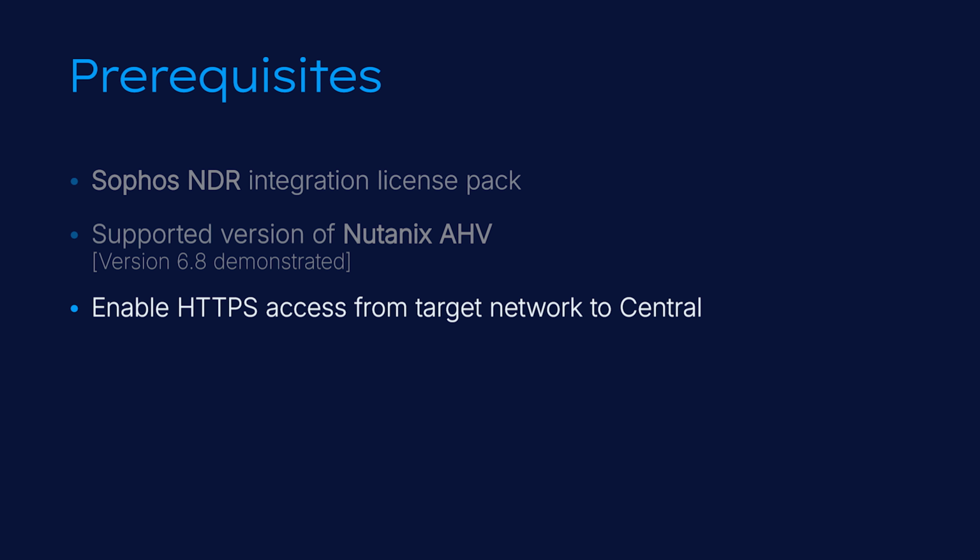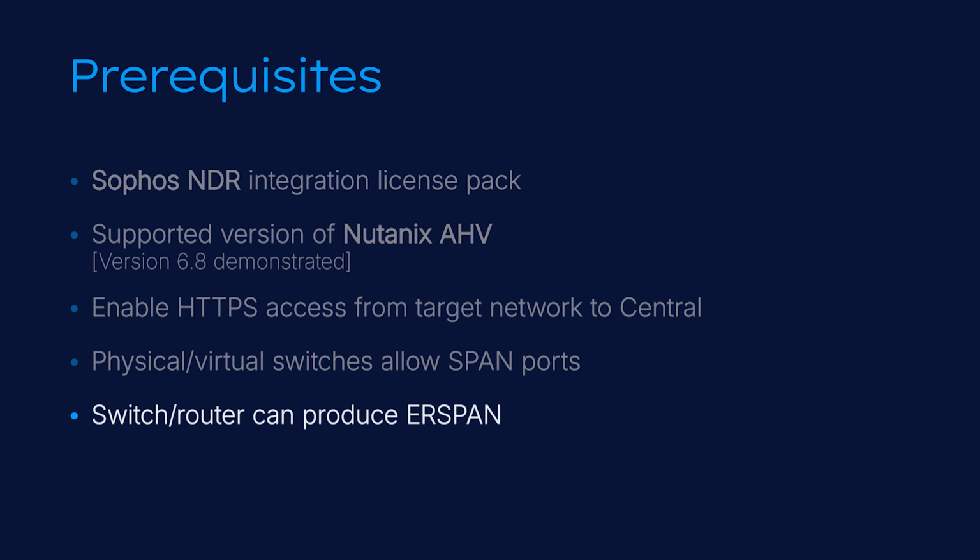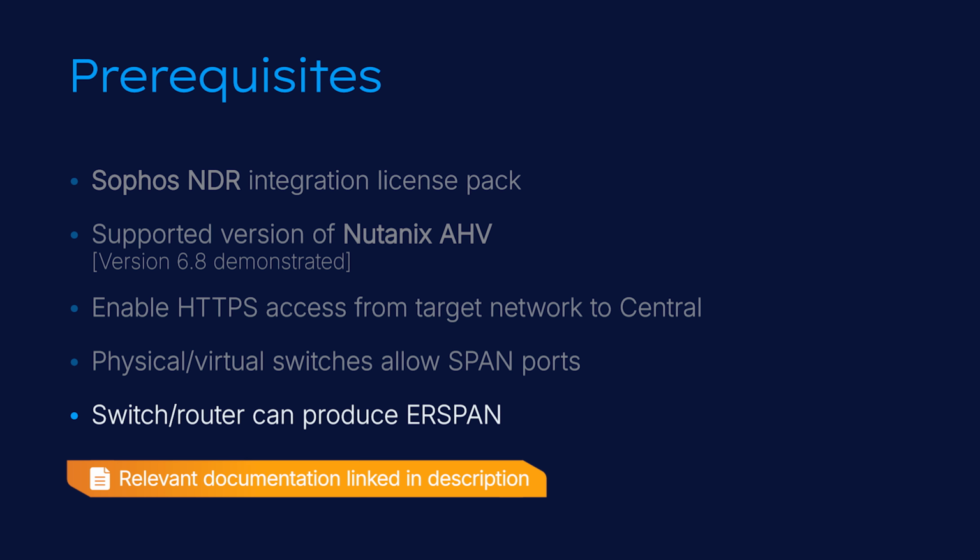Next, ensure you've enabled HTTPS access out of the target network to Sophos Central, as there is no web inspection or proxy on the connection to Sophos Central, and the physical and/or virtual switches are configured to allow SPAN ports. In addition, since Nutanix is not able to generate ERSPAN traffic, ensure your network switch or router can produce ERSPAN. For more information regarding the specific CPU requirements and appliance size guidelines, refer to the documentation linked in the video description. Let's get started.